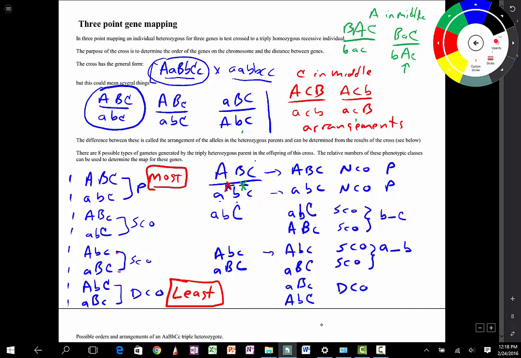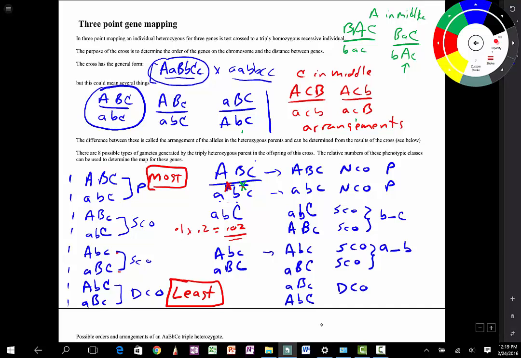And that's because it's less likely to get two crossovers, between A and B and between B and C. If you have a 10% frequency of crossing over between A and B, and a 20% crossing over frequency between B and C, the probability of getting both those things is 0.1 times 0.2, which is 0.02. So the double crossovers are way less frequent than everything else.